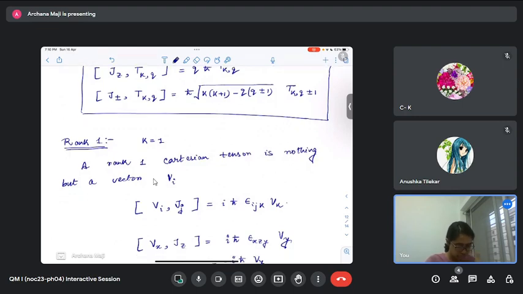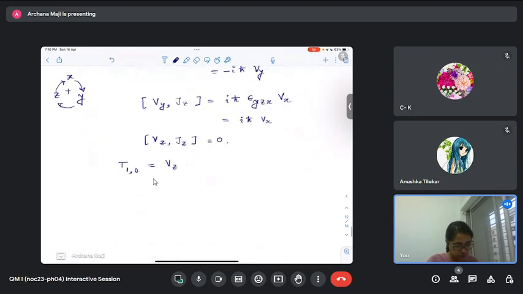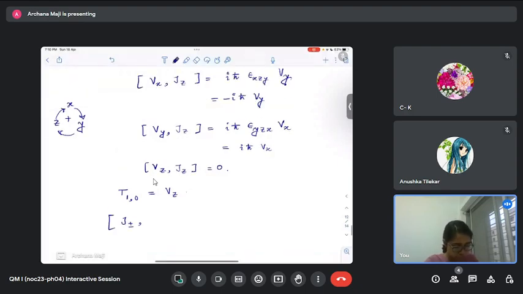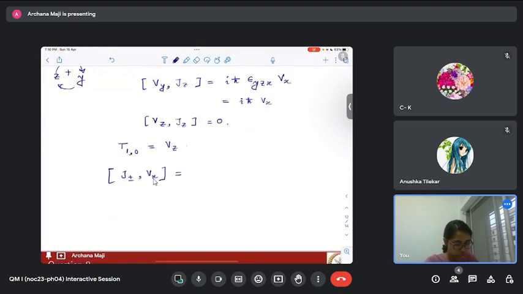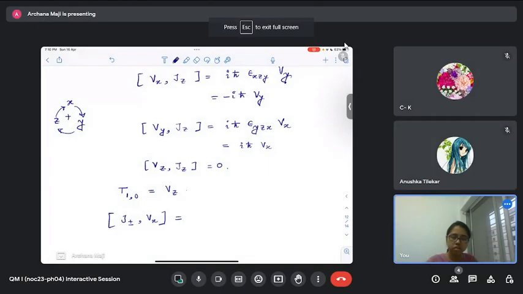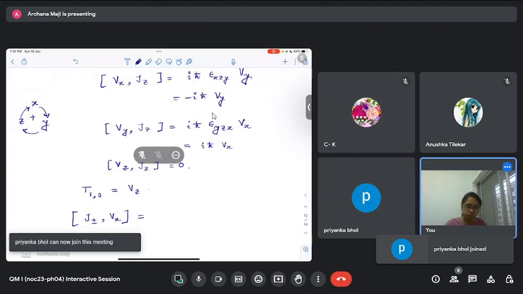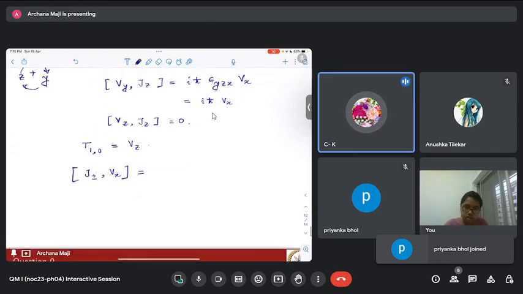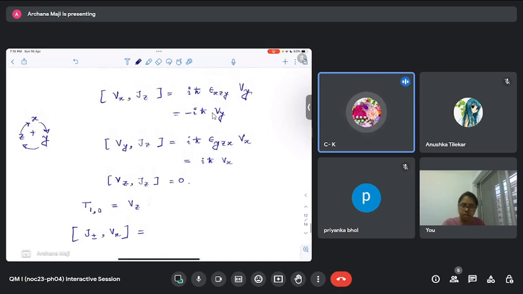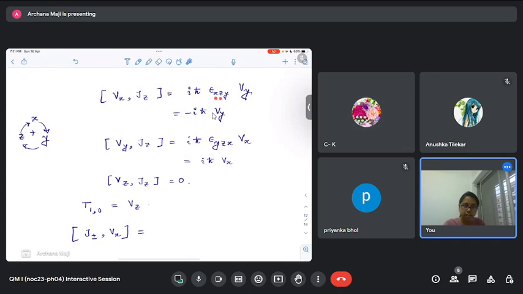So let's see what is the commutator of J plus minus with Vx. So J plus minus, Madam, the commutation of Vz and Jz, yeah, it is 0. For what reason? Can you tell me why, for what reason it is 0? Yeah. So epsilon, whenever two indices coincide, so if it is epsilon zzy, then it becomes 0.